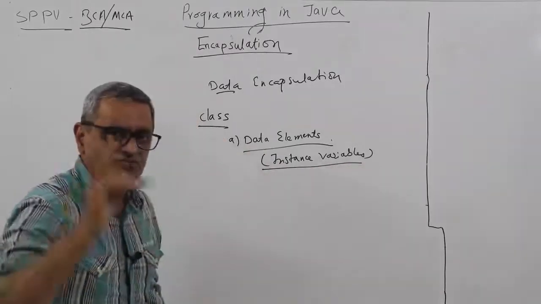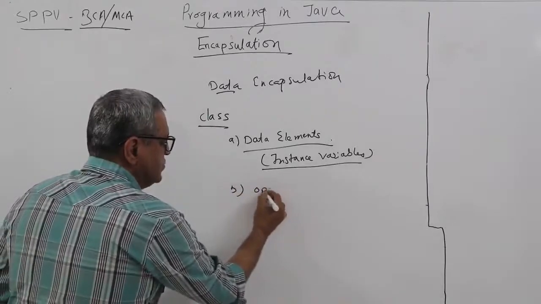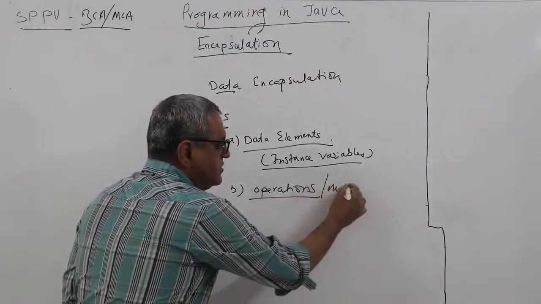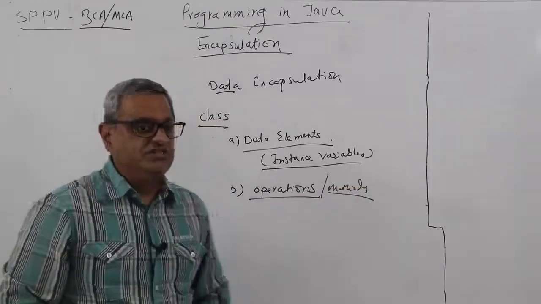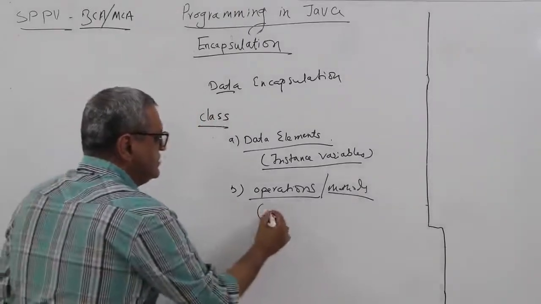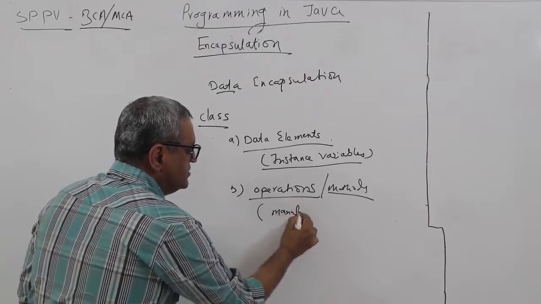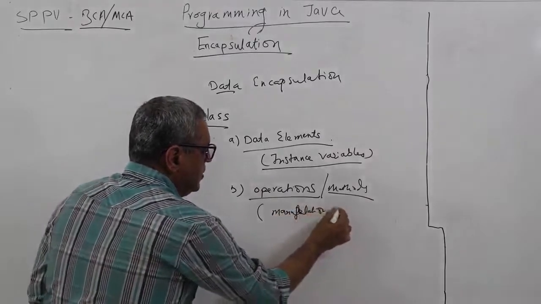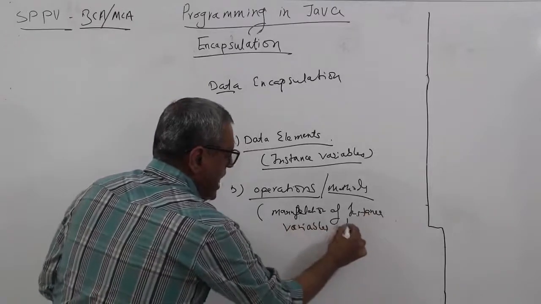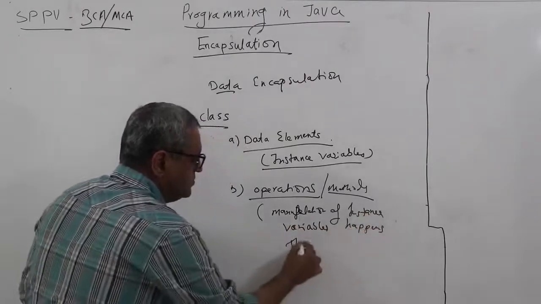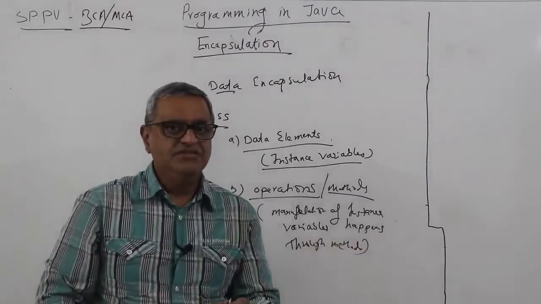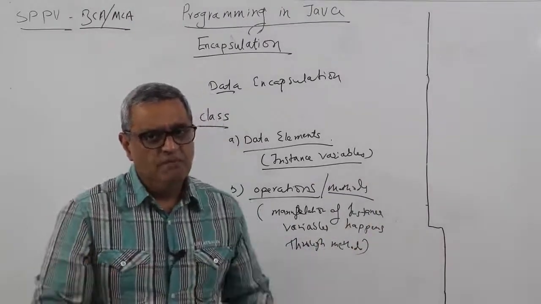So a class comprises of instance variables and a class comprises of operations. We call them methods. So what are these operations? These operations are nothing but ways to manipulate these instance variables. So manipulation of instance variables happens through methods. So a class comprises of data elements and a class comprises of methods.